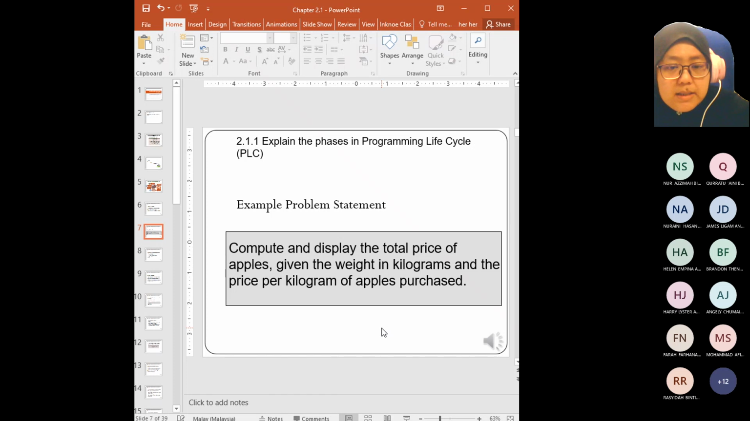Ialah untuk kira dan paparkan harga apple. Kalau apple tu dikira, ditimbang dalam bentuk kilogram, harga dia kena keluar dalam bentuk kilogram. Per kilogram berapa ringgit? Ini contohnya.